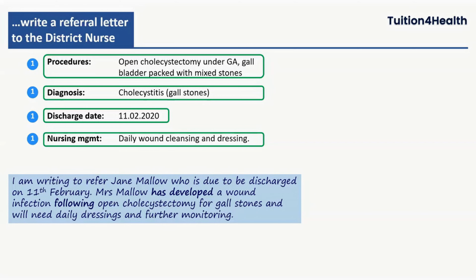I've used the present perfect tense, has developed, to indicate something that started in the past, the wound infection, but has an effect on the present. Her wound is still infected and needs treatment. See also how I've used the word following to show that the wound infection started after the surgery. The surgery happened first and then the wound infection, but by turning the sentence around, the emphasis is on the wound infection rather than the surgery.